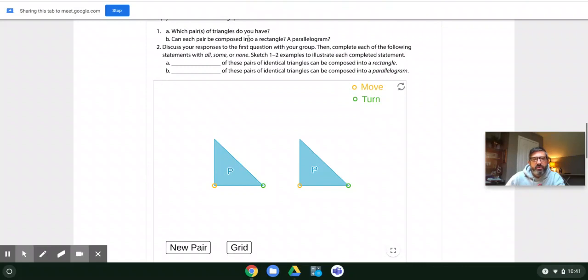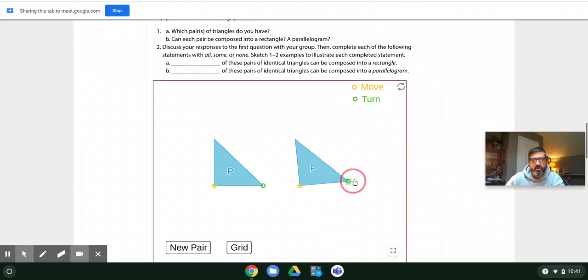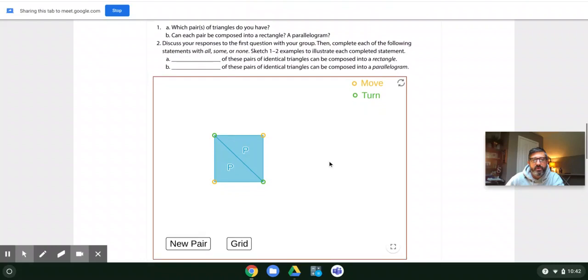So can we compose these two triangles into a rectangle or a parallelogram? Well, let's see. We're going to turn this one and then move it. Well, is that a rectangle? It's a square, yes, but a square is a rectangle. Is it a parallelogram? Yes. How do we know? It has four sides. Opposite sides are equal. Opposite angles are equal.